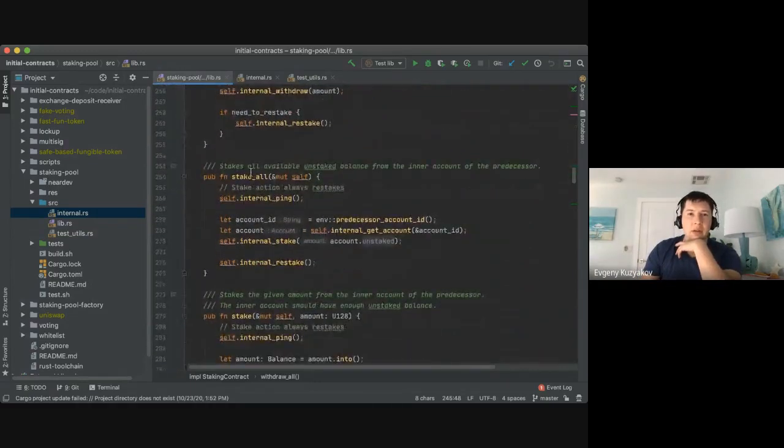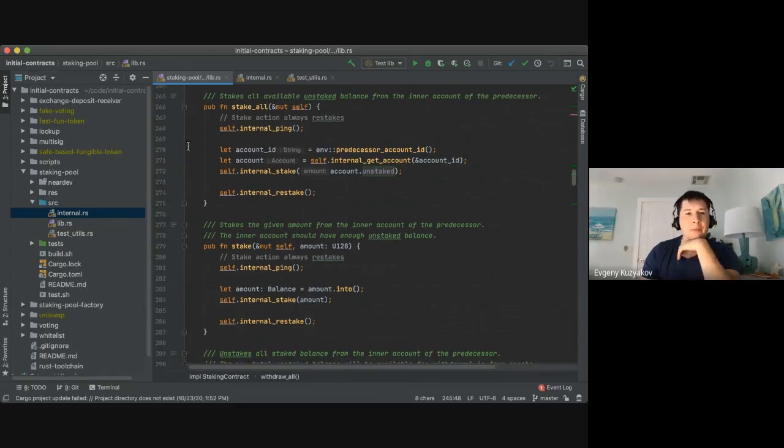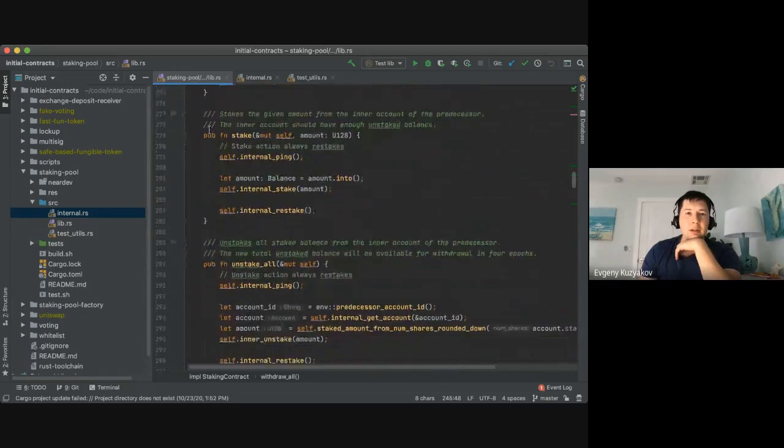Then stake all stakes all unstaked balance. It's pretty rare to have this method because you usually use deposit and stake, and it already stakes the balance. Then stake, you just stake some amount of unstaked balance. I think Moonlit Wallet uses separate calls to deposit and stake, but they use a batched transaction to do this.